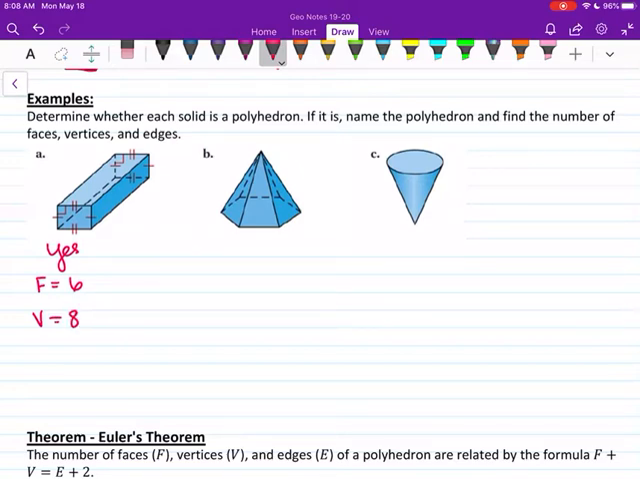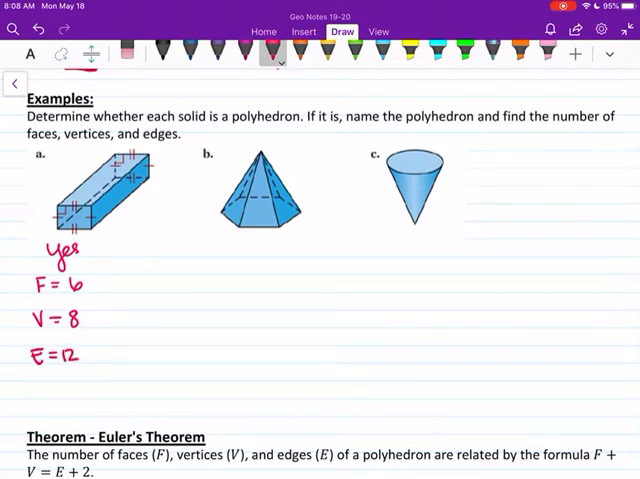And then the number of edges are going to be the number of segments. So on the back, I see that I have 4 segments to create that back rectangle, 4 segments to create the front rectangle, and then 4 segments to connect them. So I have a total of 12 edges.